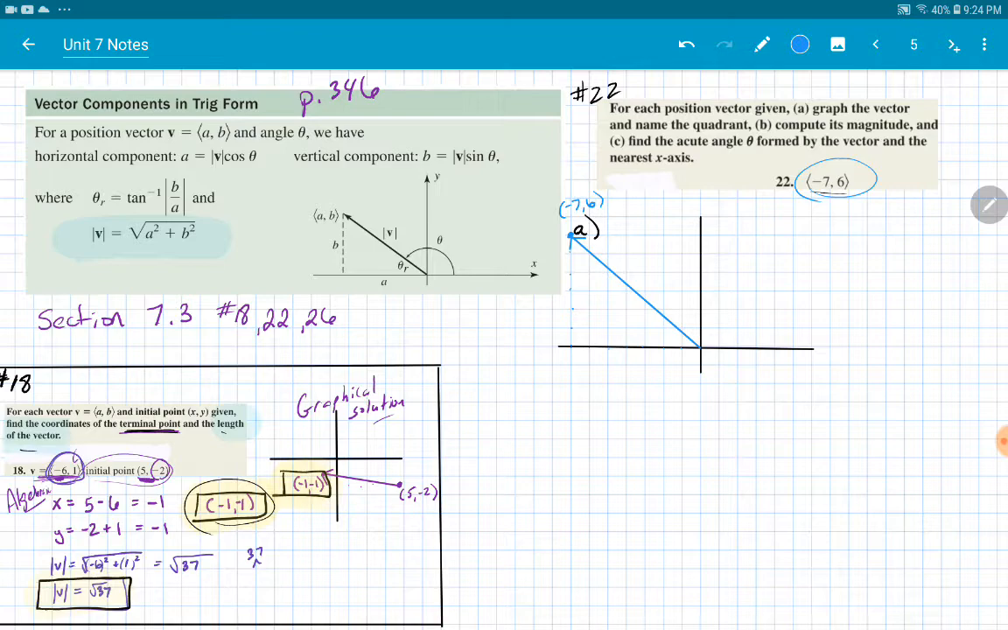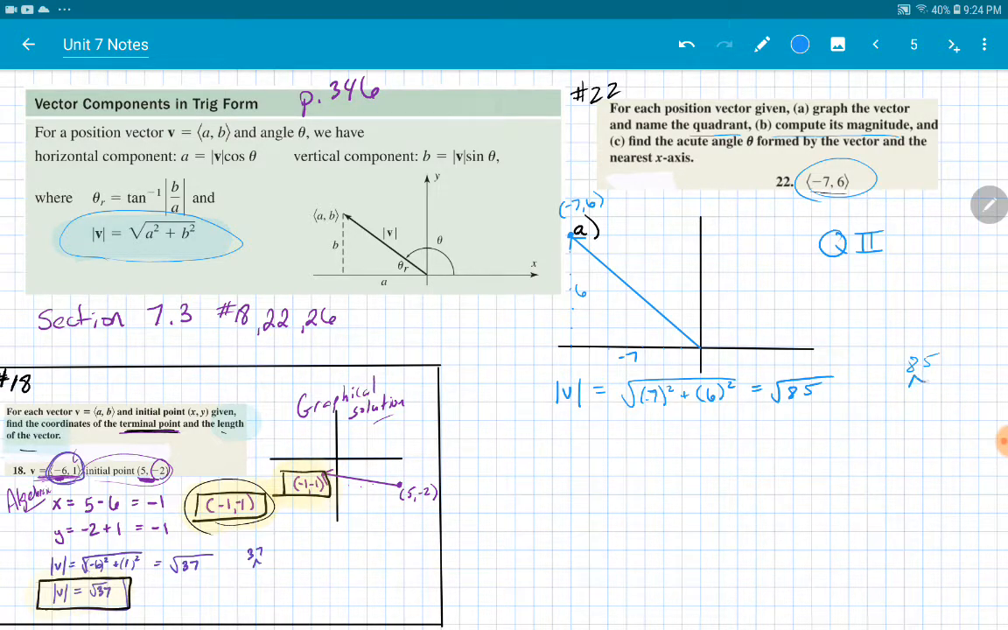And the next thing I need to do is name its quadrant. So that is in quadrant 2. And then part B, I need to compute the magnitude. So that's the same as we did in 18. So that magnitude is, let's see, if our A is -7 and our B is 6, so that's the square root of -7 squared and 6 squared, which gives me a square root of 49 plus 36, which gives me 85.